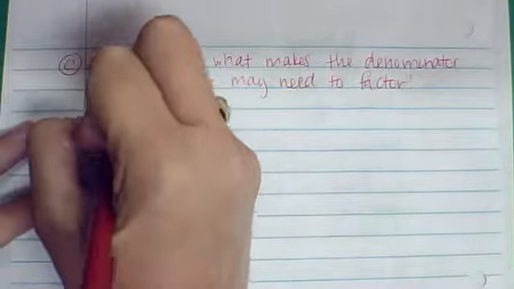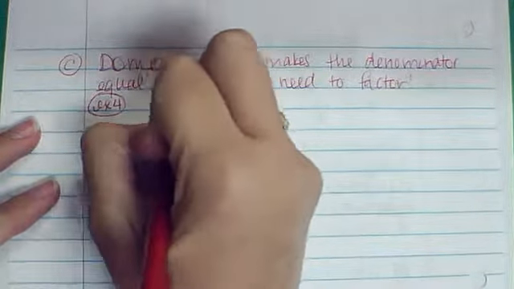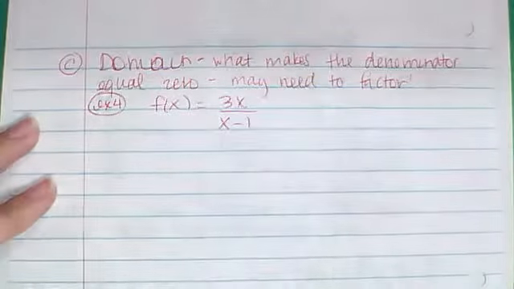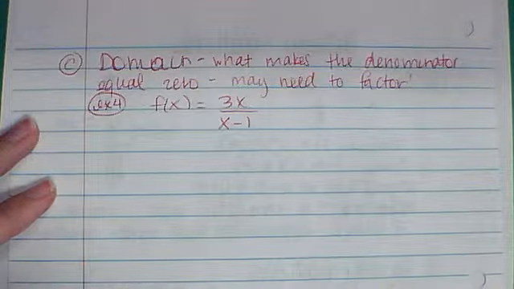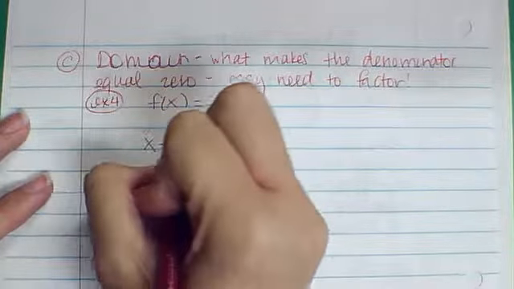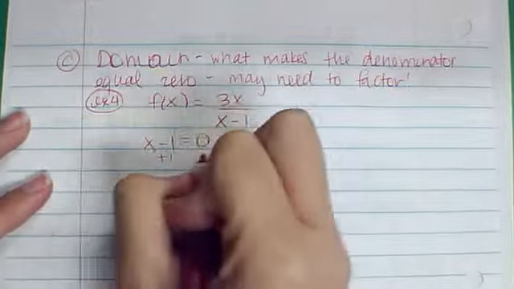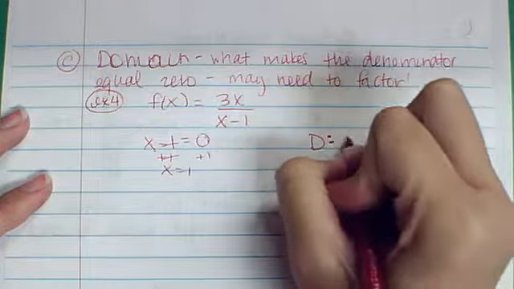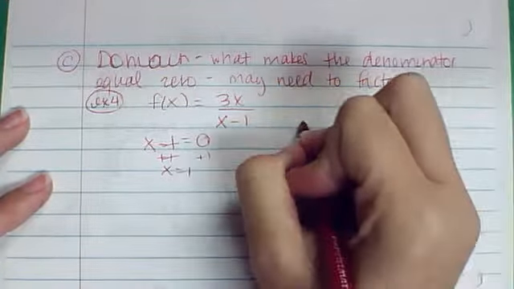So example number 4, let's look at some like this. f of x equals 3x over x minus 1. We don't care what the top says. We're not dealing with that just yet. Another day we will. But for now, we set the bottom equal to 0, so x minus 1 equals 0. I add 1 to both sides, and x equals 1. So my domain is where x does not equal 1.